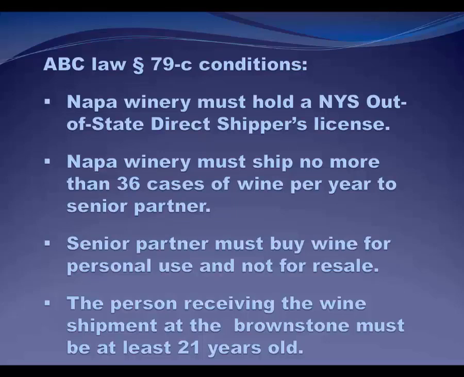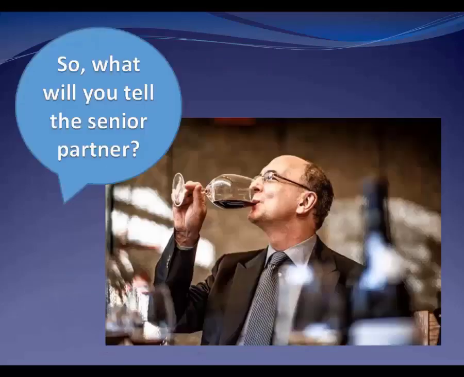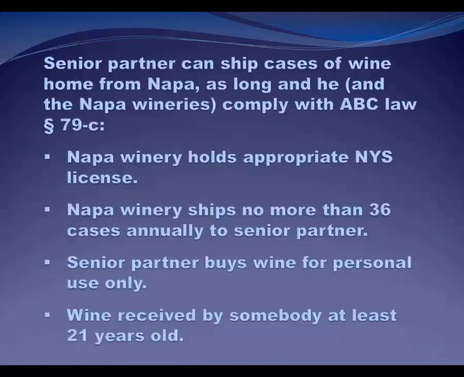And so those are the conditions. Assuming that the senior partner and the Napa winery he visits can comply with these conditions, the news is good. He can go on his wine buying spree and he can ship the wine home to his Brooklyn brownstone. Okay, so you have good news for the senior partner. So how do you go about framing your answer? And this is how I would do it.